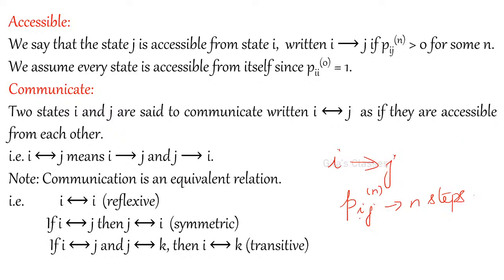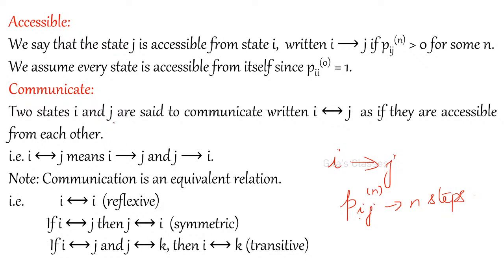We assume every state is accessible from itself, so Pii to the power 0 is always 1. When do you say the probability is 1? When it is certain that it happens. So every state you can reach from the same state. Therefore Pii in 0 steps, we are not going anywhere, that is, from I you can reach I in 0 steps. That is the meaning of Pii to the power 0 equal to 1.